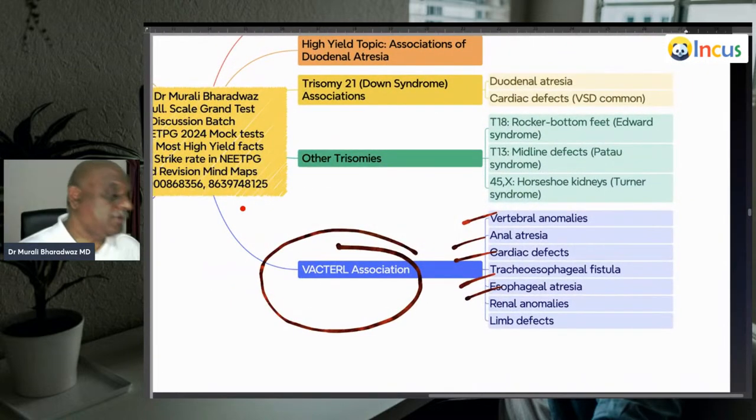So what are the various trisomies that you know, doctor? Rocker bottom feet in Edwards syndrome, midline defects in Patau syndrome, horseshoe kidneys in Turner syndrome.